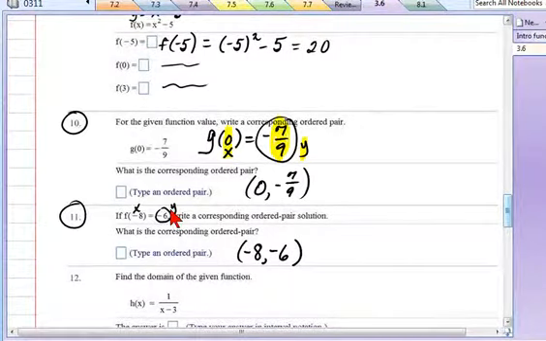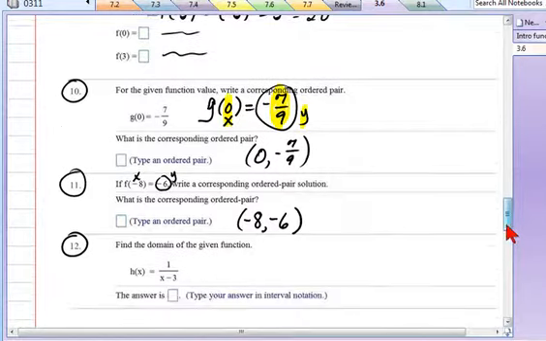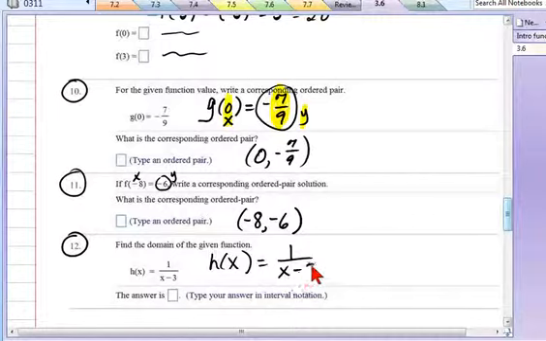Now, number 12 is an easy question with kind of a challenging way to write the answer in MathLab this time. We've had this question before. We had it back in Chapter 7. What is the domain of this function? And it is h of x is 1 over x minus 3.